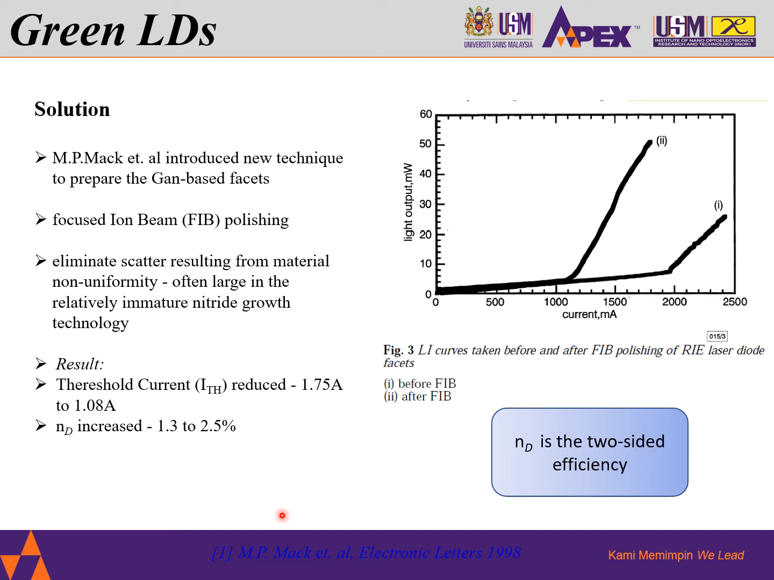As a result, the threshold current (ITH) reduced from 1.75 ampere to 1.08 ampere. The ND, the two-sided efficiency, increases from 1.3 to 2.5% as a result of the FIB facet preparation. So this is the LI curves taken before and after the polishing of RIE laser diodes. This is before and this is after.